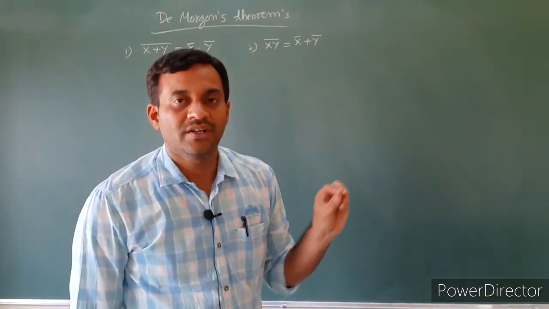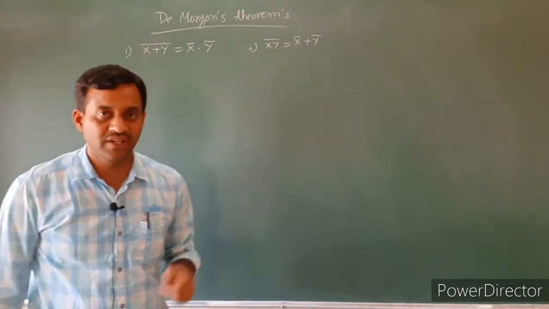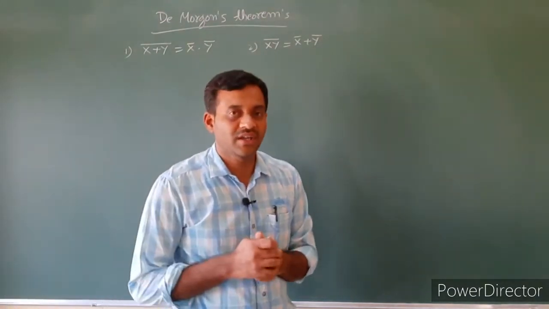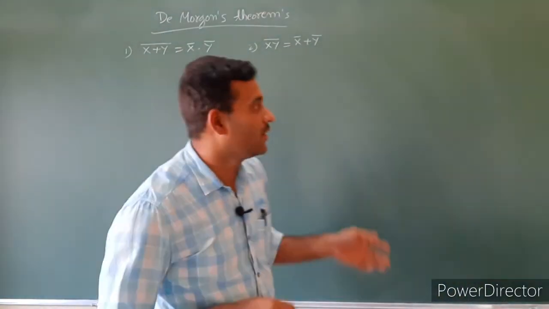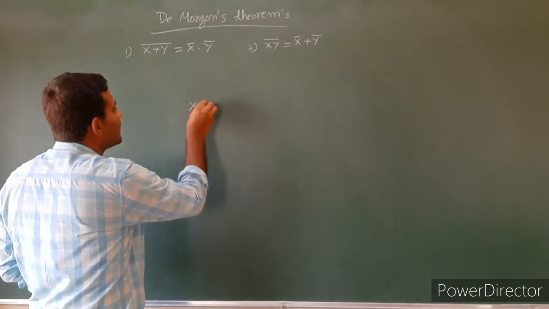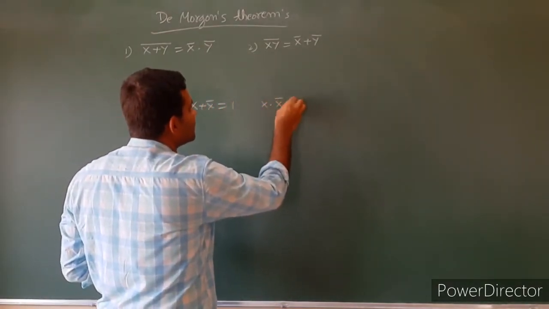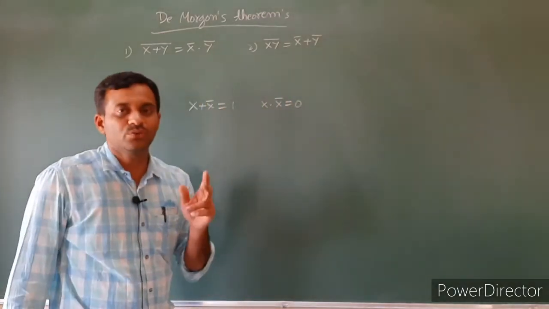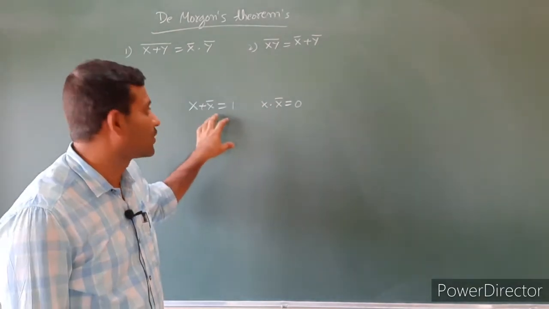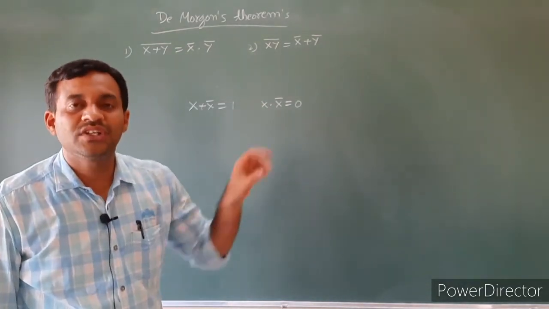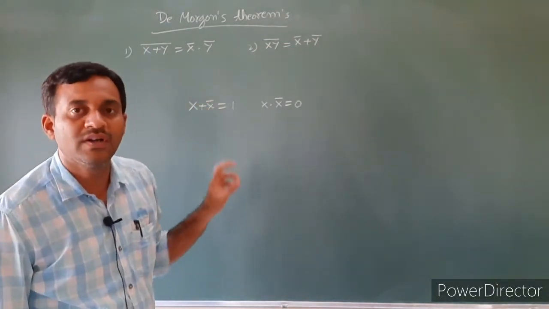We have to prove these two theorems by using previous Boolean theorems and postulates. To prove De Morgan's theorem, we use the complementarity law. Already we know what the complementarity law is: x plus x bar is equal to 1, and x into x bar is equal to 0. These are the two laws under complementarity. Using the complementarity law, we prove the first one. How to prove? Let's see.